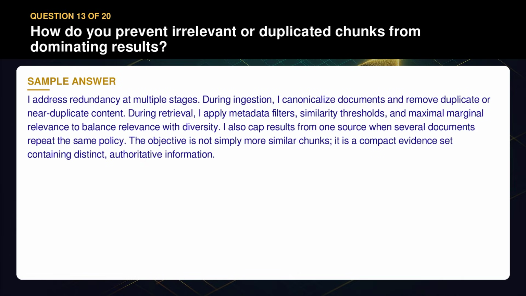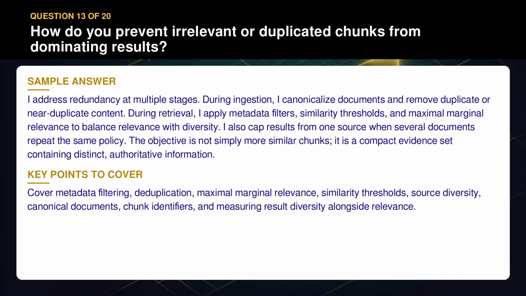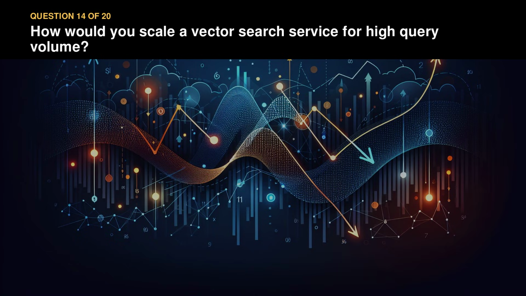The objective is not simply more similar chunks, it is a compact evidence set containing distinct, authoritative information. Cover metadata filtering, deduplication, maximal marginal relevance, similarity thresholds, source diversity, canonical documents, chunk identifiers, and measuring result diversity alongside relevance.